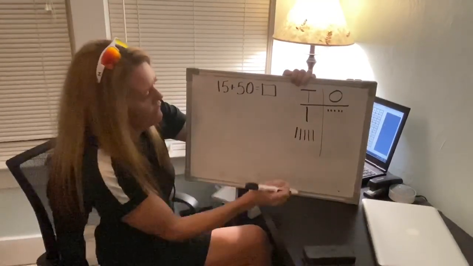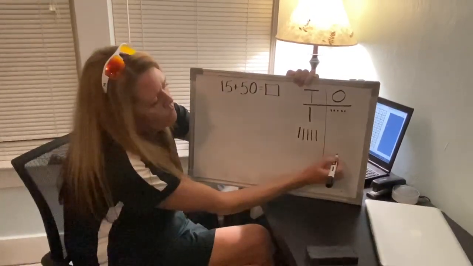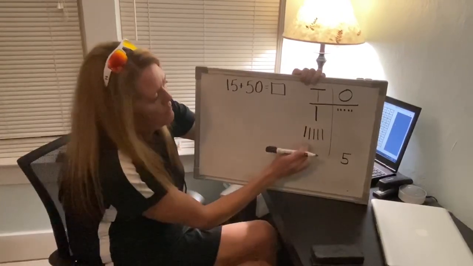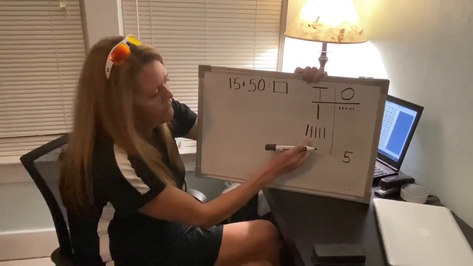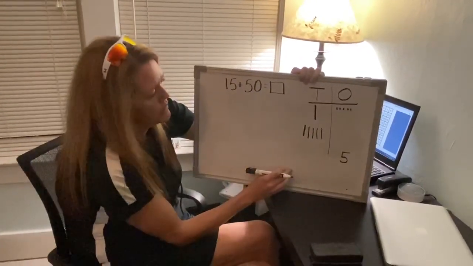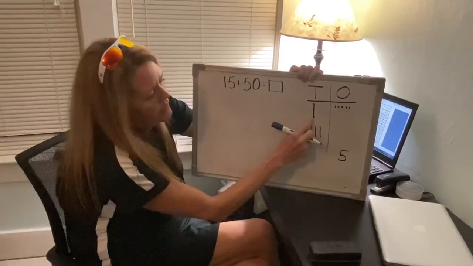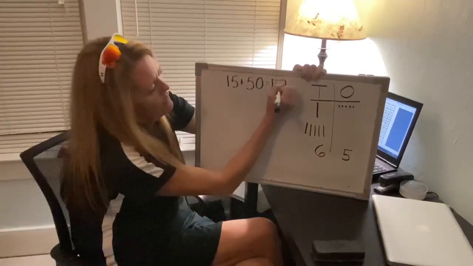I know I have 5 here because I just drew that. I can count it again if I need to. 5 ones, and then I can count all of my tens. I'm going to start with this number because it's more efficient to start with a larger number. So I have 5 tens, that's 50, and one more 10 is 60. Or we can count 10, 20, 30, 40, 50, 60. I have 6 tens. So my answer is 65.